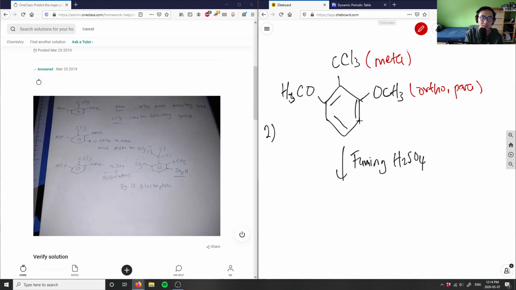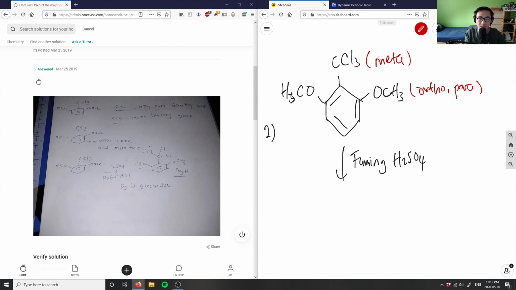Para meaning that it is very much opposite. So para to OCH3 here would be this point. Para to OCH3 would be this point as well. But it can also add ortho. Ortho is simply just this point here and this point here. It's right beside the OCH3 group.